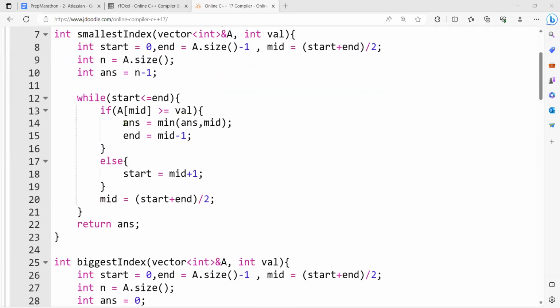Why have I written this statement? Because I want to find the minimum index. I started with the assumption that my last value is going to be greater than or equal to L. The last value is the biggest value, so it is my assumption that the biggest value will be greater than or equal to L. That's why I started with this value. And if I find a smaller value, I'll update my answer with that, because I'm looking for the smallest index which is greater than or equal to L.